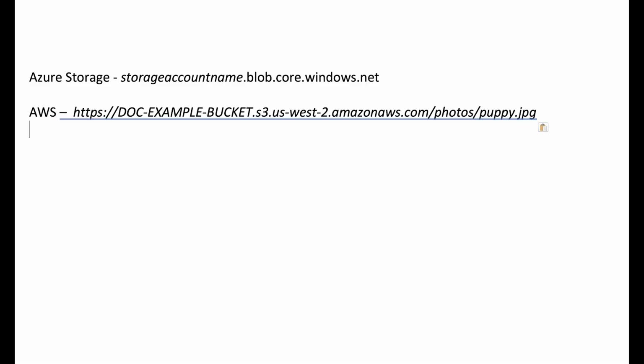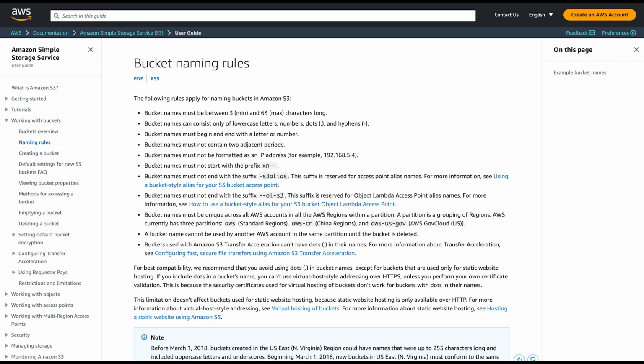The first thing I want to talk about is the naming convention for Azure storage accounts and AWS accounts. Azure storage accounts are the storage account name followed by .blob.core.windows.net. And then for AWS, you have the bucket name, s3, the location, amazonaws.com, etc., followed by the rest of the URL. So I'm just going to throw up here the AWS naming convention for buckets. The bucket name must be between 3 and 63 characters long.